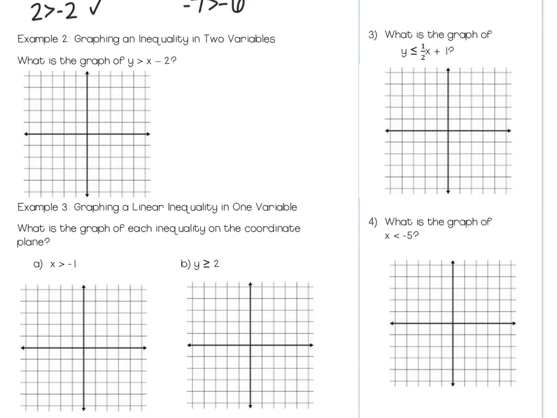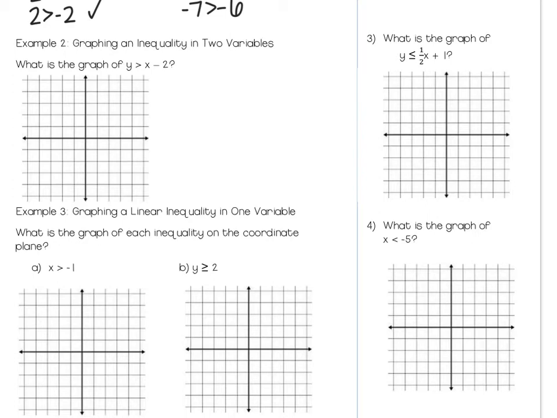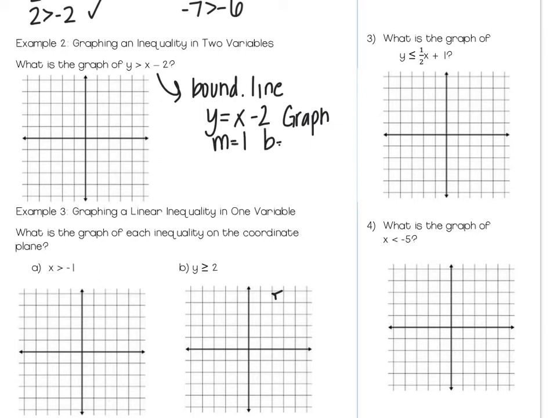All right. Example 2. They want to know the graph of y is greater than x minus 2. So what you're going to do is write the equation of the boundary line. So you're just going to write it as an equation, y equals x minus 2, and then you're going to graph this. So your slope of this is 1, and your y-intercept is negative 2. So we're going to go on the y-axis at negative 2. We're going to put a point, and then we are going to rise 1, run 1. And we're going to draw our line.